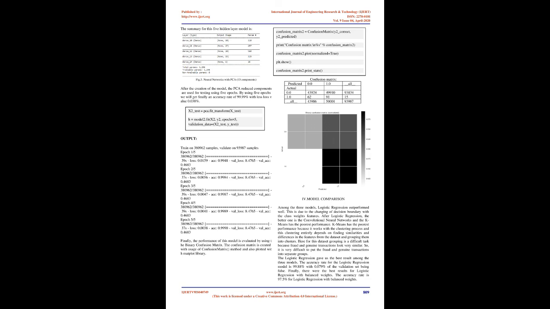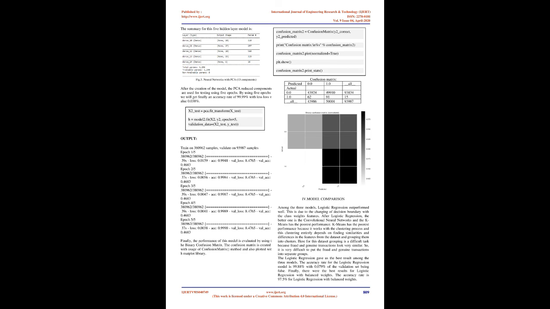After the creation of the model, the PCA reduced components are used for testing using 5 epochs. By using 5 epochs we finally get an accuracy rate of 99.99% with a lower loss value of 0.038%.